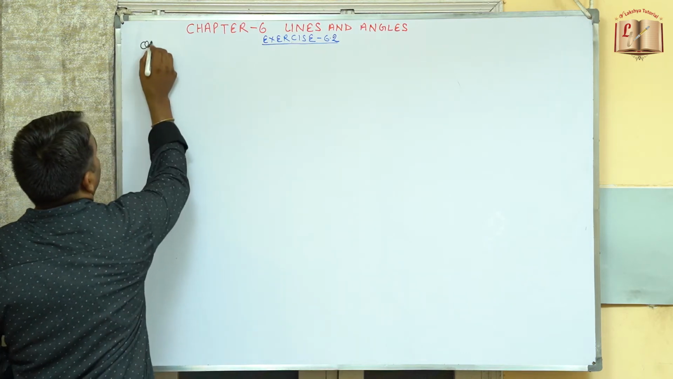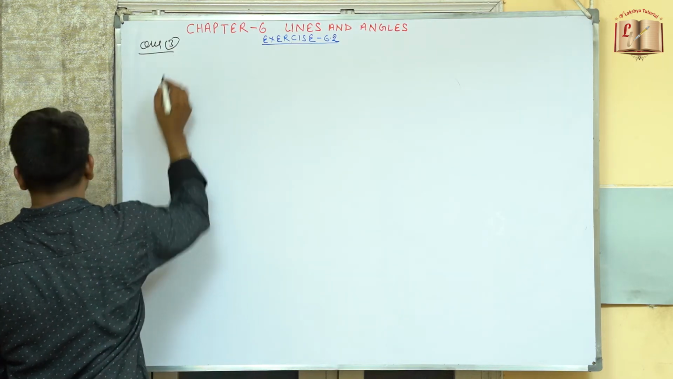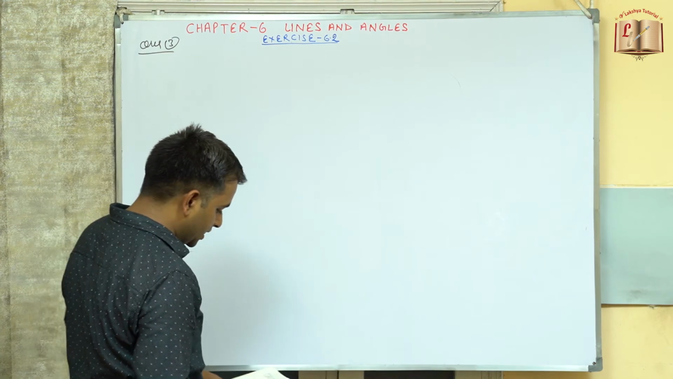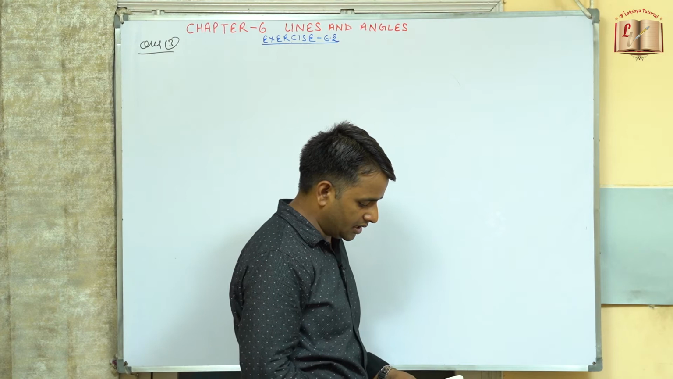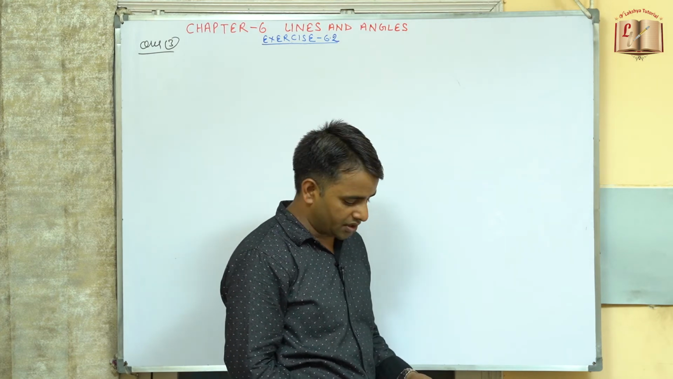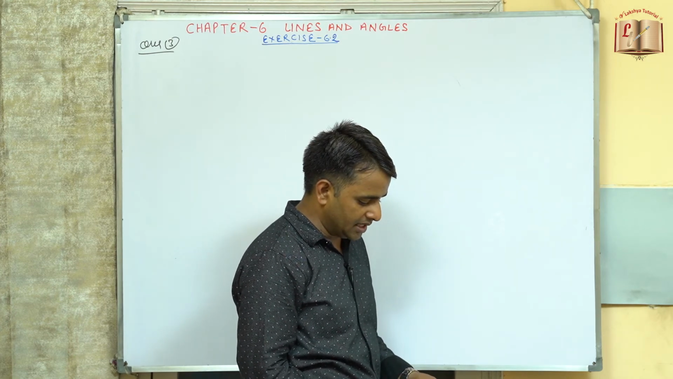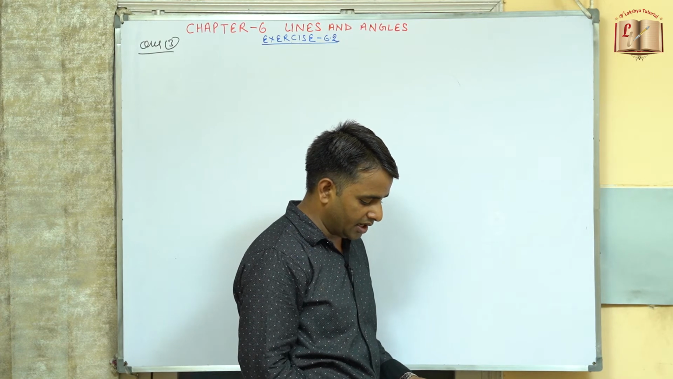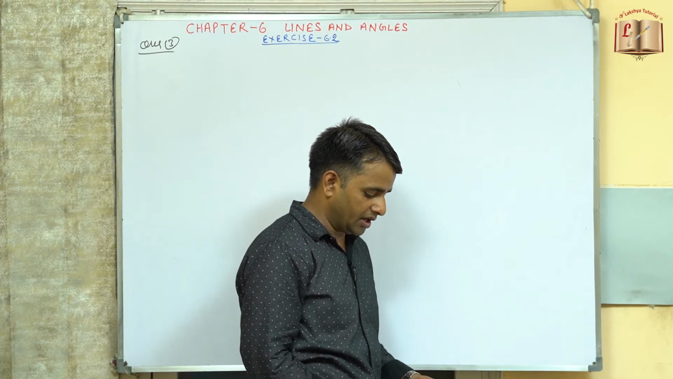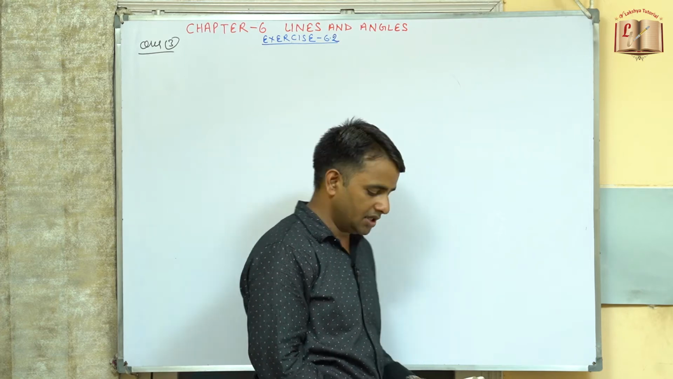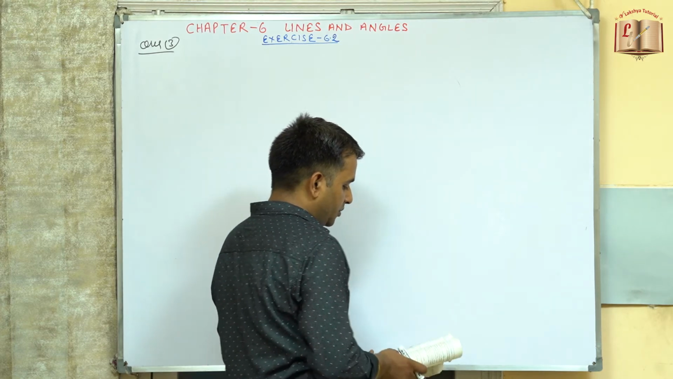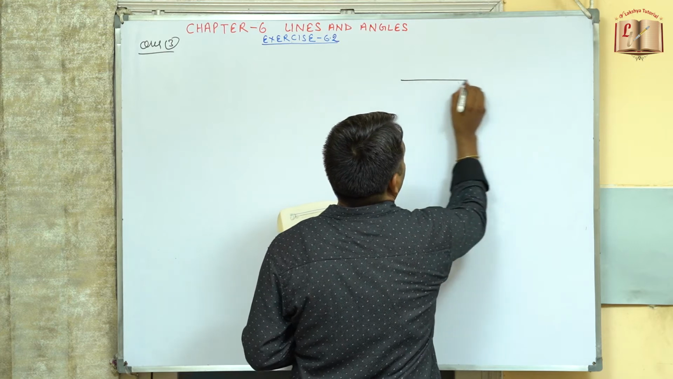So now coming to question number 3. In figure 6.30, AB is parallel to CD and EF is perpendicular to CD and angle GED equals 126. Then we need to find out angle AGE, angle GEF and angle FGE. We'll make this diagram.